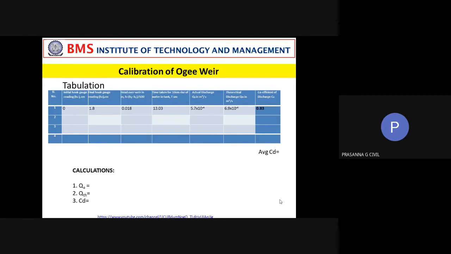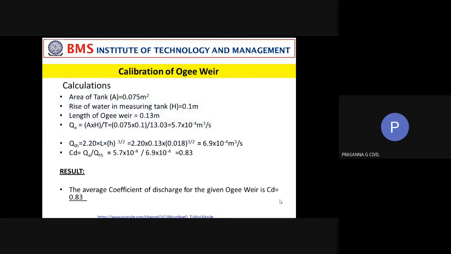So we can repeat the trials with various openings of the discharge valve like 1/4, half, 3/4 and full discharge. And so we will get 4 different values of CD and the average CD can be calculated. The calculations are shown here.